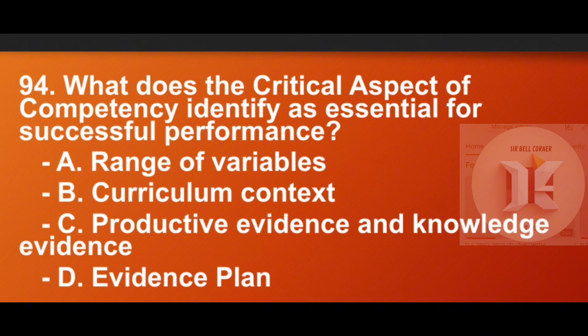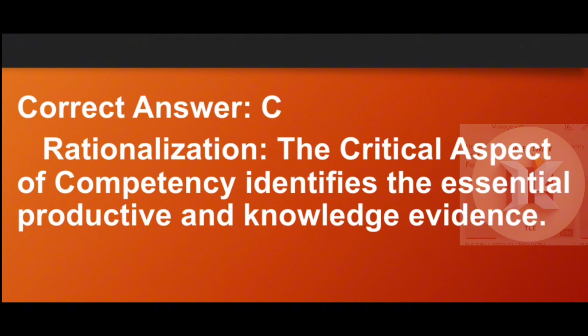94. What does the critical aspect of competency identify as essential for successful performance? A. Range of variables. B. Curriculum context. C. Productive evidence and knowledge evidence. D. Evidence plan. Correct answer. C. Rationalization. The critical aspect of competency identifies the essential productive and knowledge evidence.